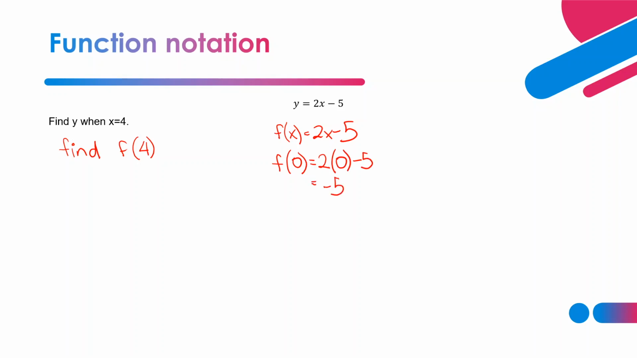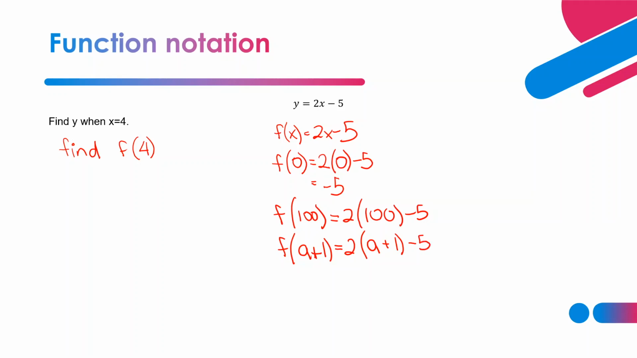Now, I can do that with any number. I can ask you to find f of 100. I can also ask you to find f of a plus 1. The method stays the same. For f of 100, I'm going to replace x with 100 and solve for y. For f of a plus 1, guess what I'm going to do? Same thing as I did before. Replace x with a plus 1 and solve for y.